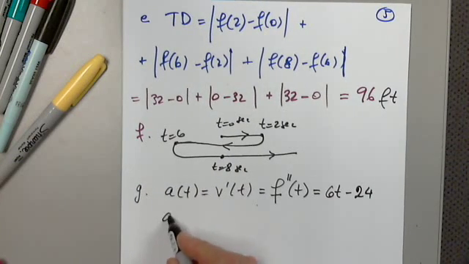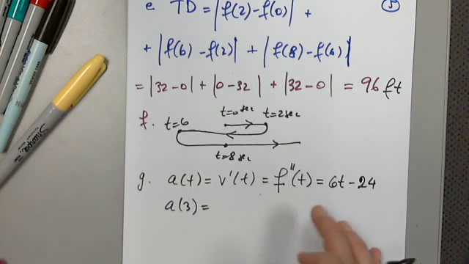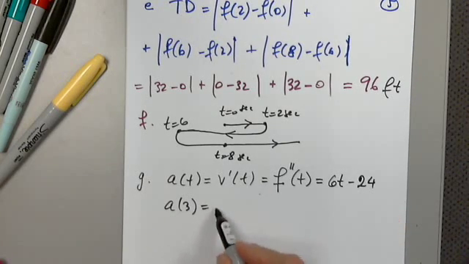We're also asked to find a of 3. Is this okay, everyone? Any questions? So 3 times 6, 18. 18 minus 24, negative 6, measurement unit.